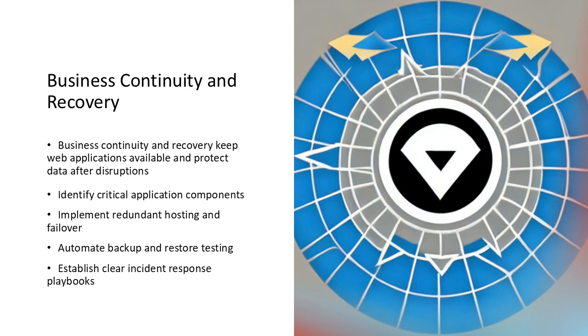3. Automate backup testing. Use software to regularly test whether data can be restored in case of a failure. 4. Clear incident response plan. Create step-by-step guides for what happens when something goes wrong, so everyone knows their role. This helps keep your website and apps running even when there's an issue, protecting customer data and business operations.